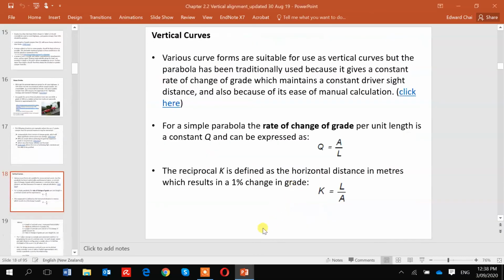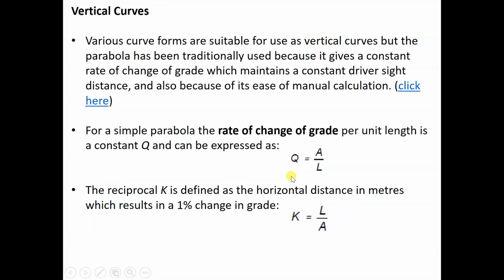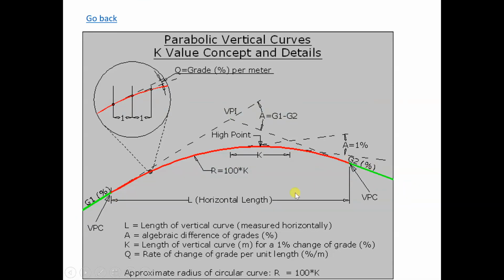Vertical curves. So we're going to look at the vertical curve for a while. Various curve forms are suitable for use as vertical curves, but the parabola has traditionally been used because it gives a constant rate of change of grade, which maintains a constant driver's sight distance. So we normally use a parabola for the vertical curve. For the horizontal curve we use a circle or the spiral. But for the vertical, we use a parabola. So this one is a parabola curve.